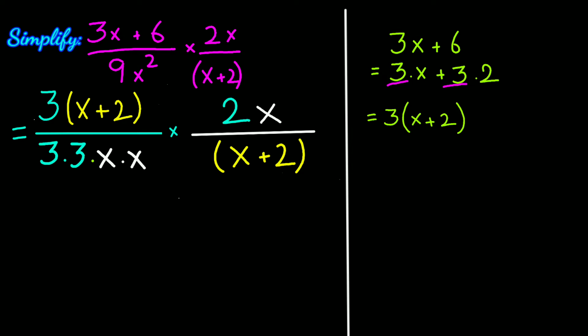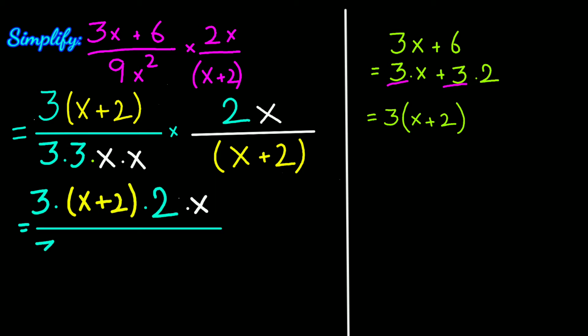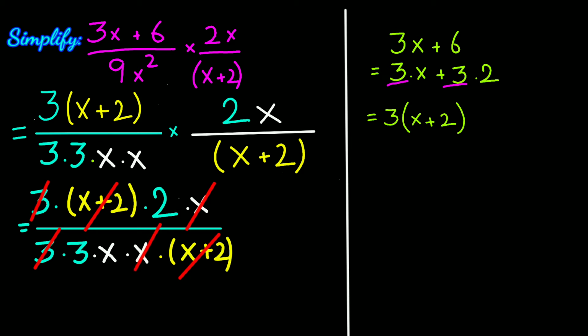Multiply the numerator. We have 3 times x plus 2 times 2 times x divided by 3 times 3 times x times x plus 2. Let's cancel. 3 and 3 cancel. x plus 2 and x plus 2. Then x and x. Equals 2 divided by 3x is the answer.